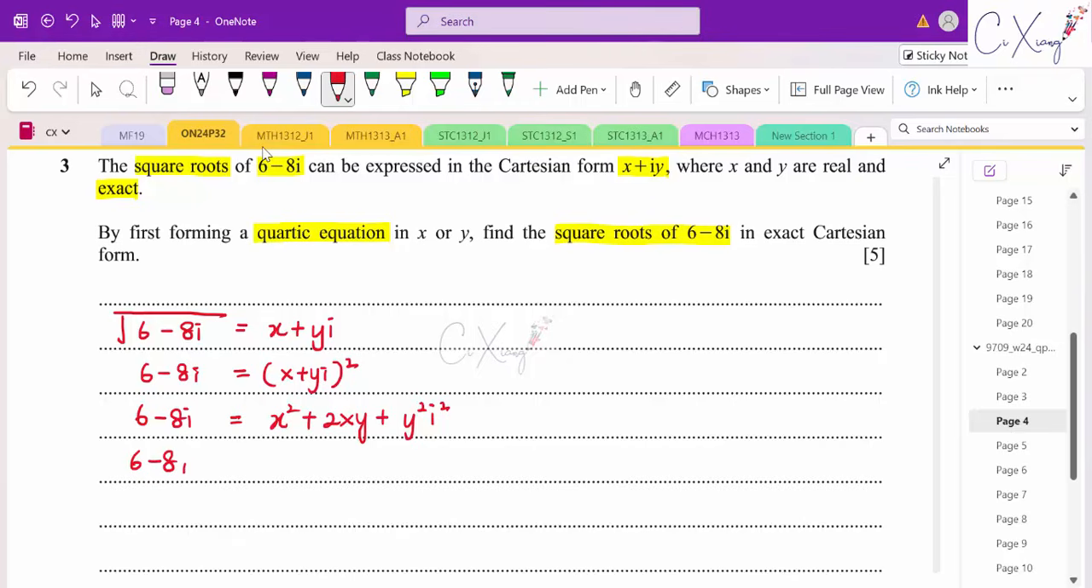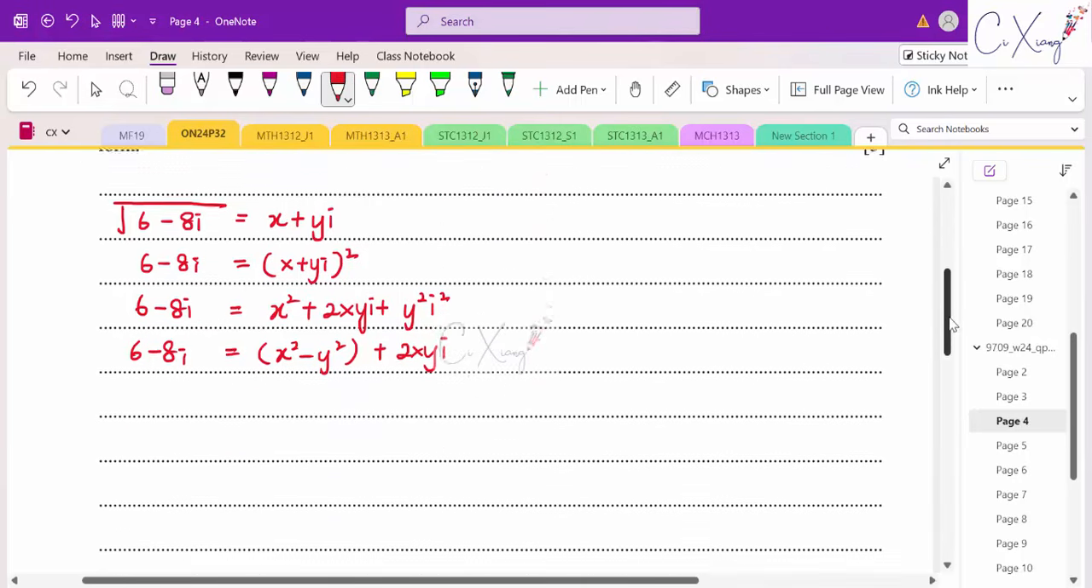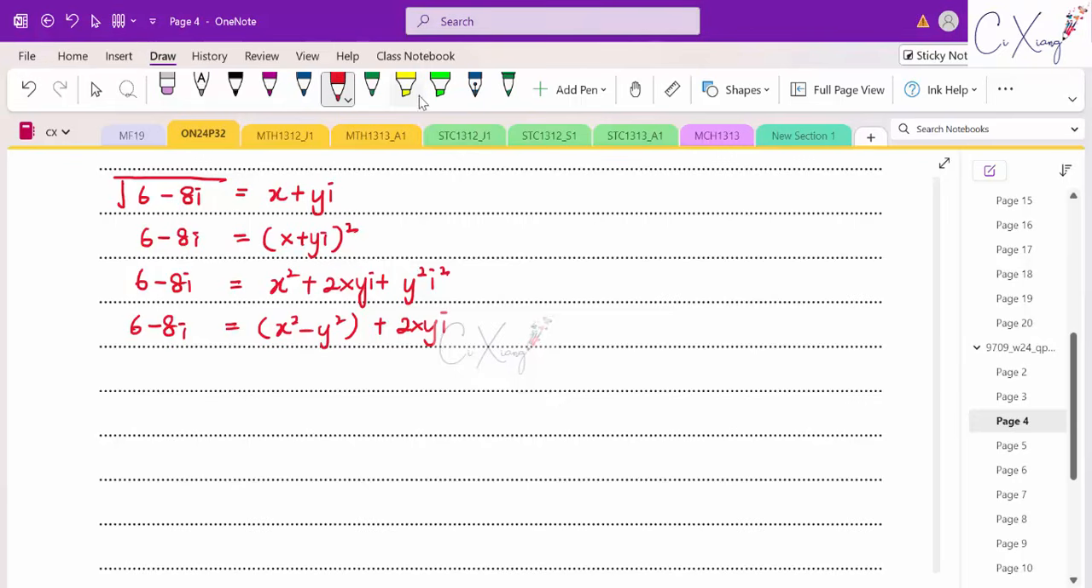Okay, then you should know that i squared basically is -1, right? So you will be having x squared minus y squared, then plus 2xyi. Now, until this step, we need to compare the real part with the real part, and the imaginary part with the imaginary part. As an example, our real part for the left hand side is 6, and I want to compare it with x squared minus y squared.